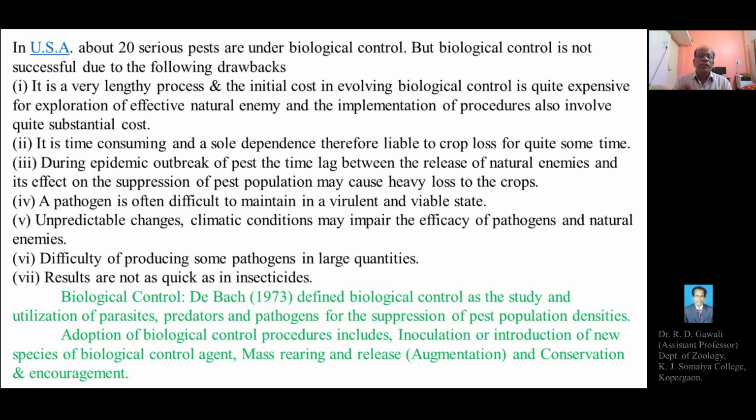These are the steps of implementation of the biological control measure: first, inoculation or introduction of new species of biological control agent. Second, mass rearing and release of the biological agent to control the pest. And thirdly, conservation of the biological agents and encouragement of the farmers to conserve or utilize the biological agents for control of insect pests in the crop field. So this is what we have about biological control.